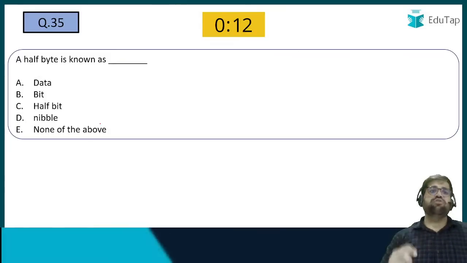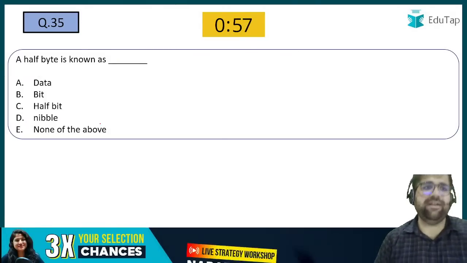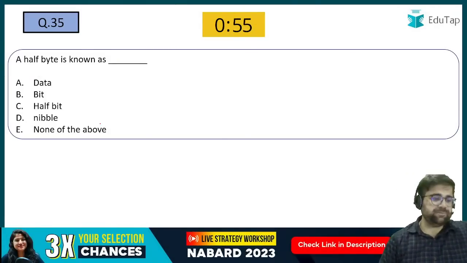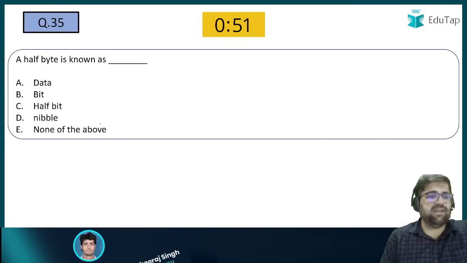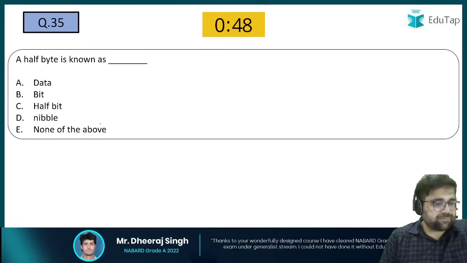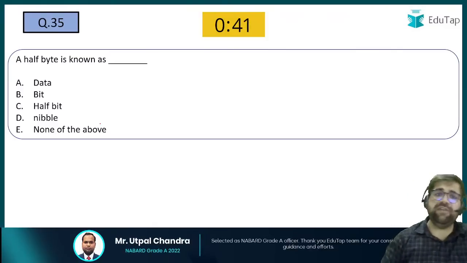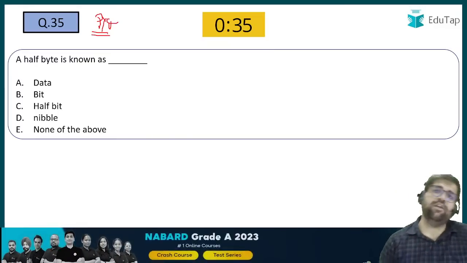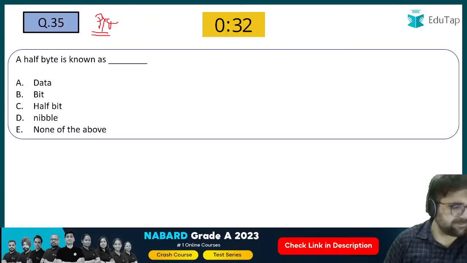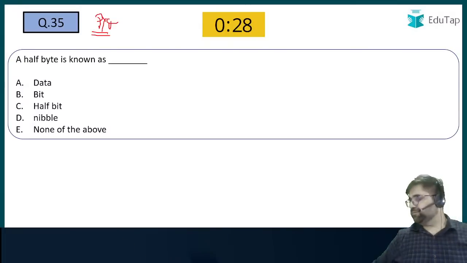Okay? Question number 35. Half byte. Half byte means what? Let's go, question number 35. I am waiting for the right answers for question number 35. And Bakul, you can also search for PDFs on Telegram. Okay, that is also fine. And solve all the previous year questions, because last year also, if I'm not wrong, 3 to 4 questions were repeated. So this year also we can expect this. Let's go, question number 35.